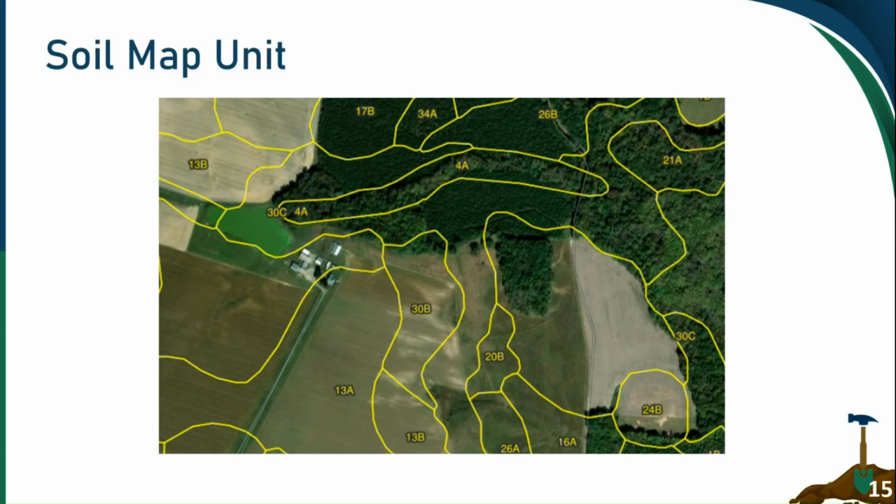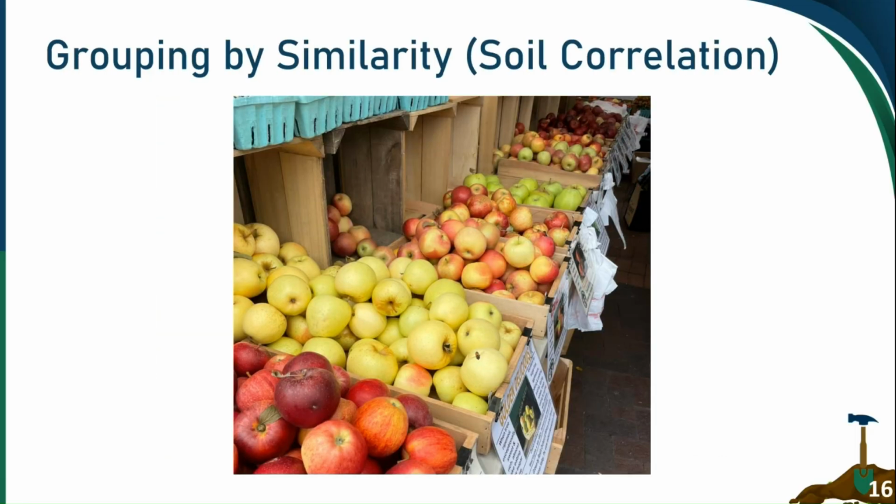So there is a process in soil mapping called soil correlation. I want to try to make this intuitive. I want you to think about walking through a farmer's market or the produce section of a grocery store. You'll see fruit that's grouped into categories. All the apples are in one section, the citrus is over here, the berries are over there, and then within each fruit group, let's say apple, citrus, and berries, you'll have varieties.